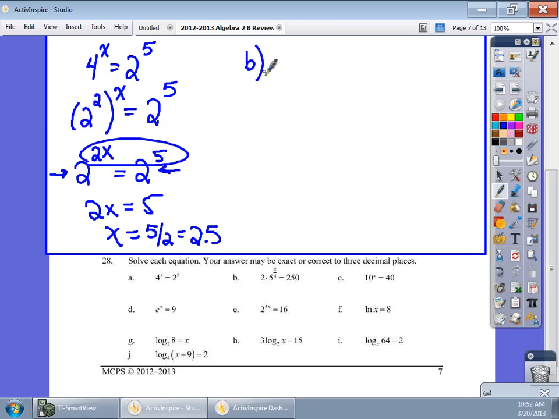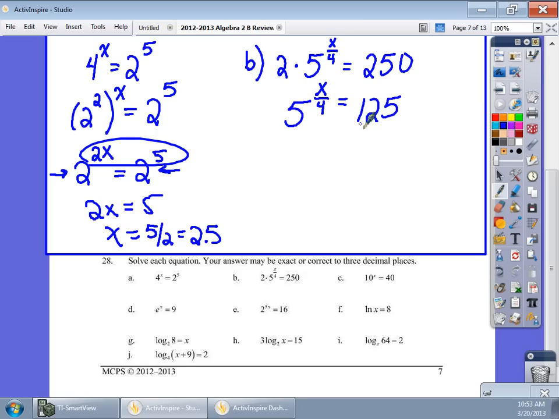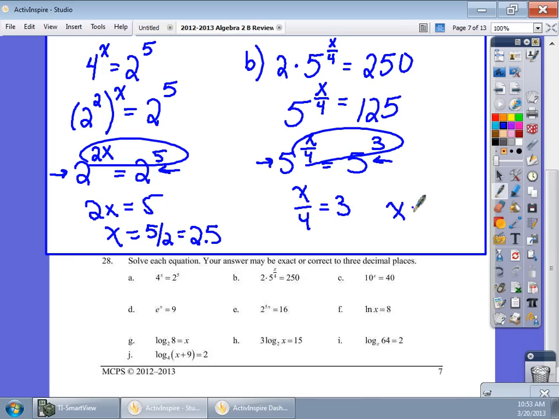For letter B, we have 2 times 5 to the x over 4 is equal to 250. Now, I don't like this 2, so I'm going to divide each side by 2. We'll get 5 raised to the x over 4 is equal to 125. We can make these bases look alike because 125 is really 5 raised to the 3rd power. So now that our bases are the same, we set the exponents equal to each other. X over 4 is equal to 3. Multiply by 4 on each side. X is equal to 12.